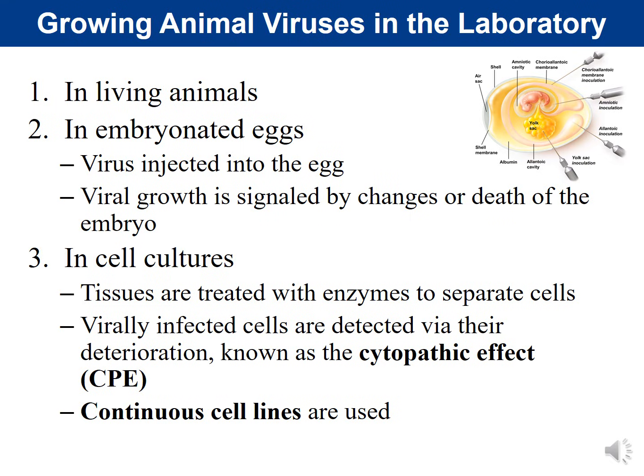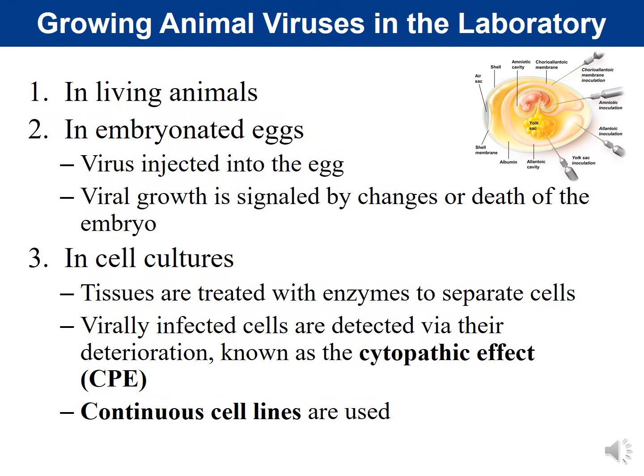The first is to inject the virus into living animals, and the living animals are then used to replicate the virus. The second mechanism is to use embryonated eggs, and so the virus is injected into those eggs, and the viral growth is signaled by changes or death in the embryo, and that's because the embryo was turned into a virus-producing factory.